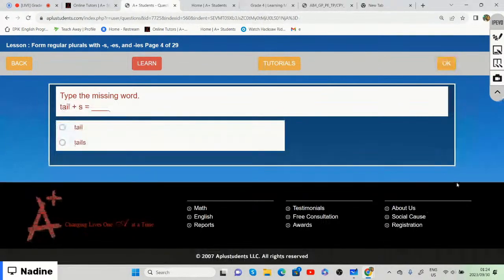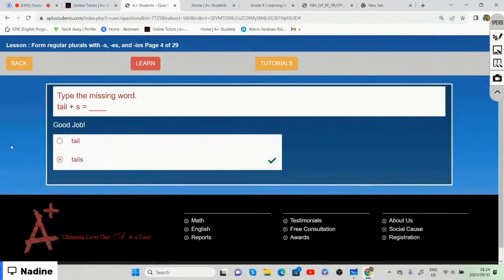Tail plus s. It's like saying one tail, two tails. So tail plus s, we will then say it is tails. And that shows the plural form.